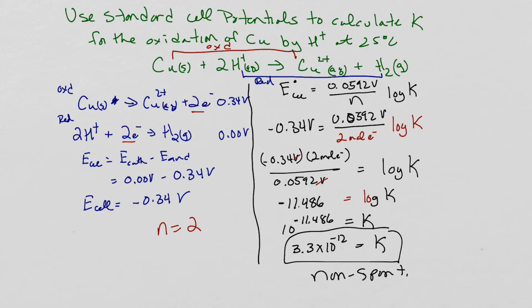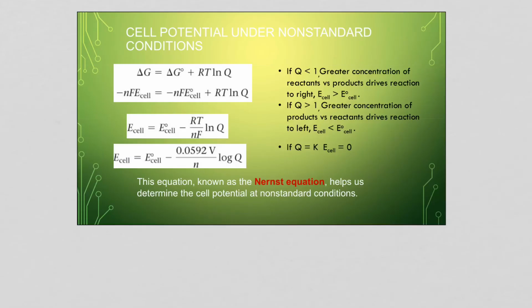So we've seen some of these basic connections between our three measures of spontaneity: our free energy, our cell potential, and our equilibrium constant. Okay, so now we're going to turn our attention to the next step. We've looked at all of these connections under, quote, standard conditions, right? But as we saw in the last chapter, most real-world conditions are not standard. So we need to look at what happens under non-standard conditions.